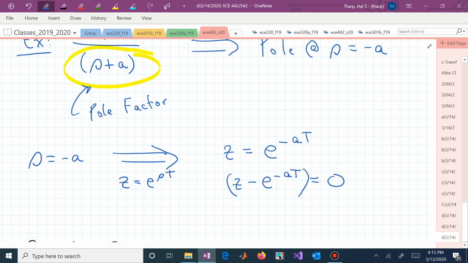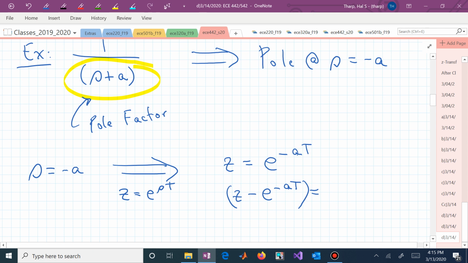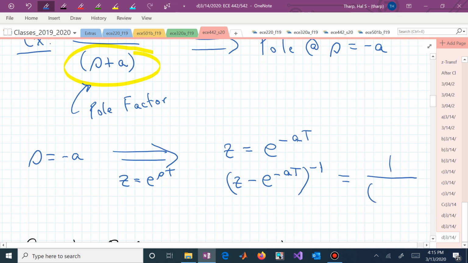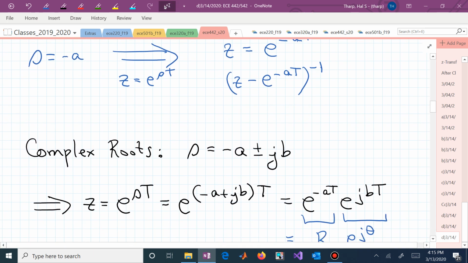Well, to be consistent with this pole factor, that factor really needs to be in the denominator. So this 1 over s plus a expression translates into this factor of z minus e to the minus aT, quantity inverted. What happens if we add complex roots?